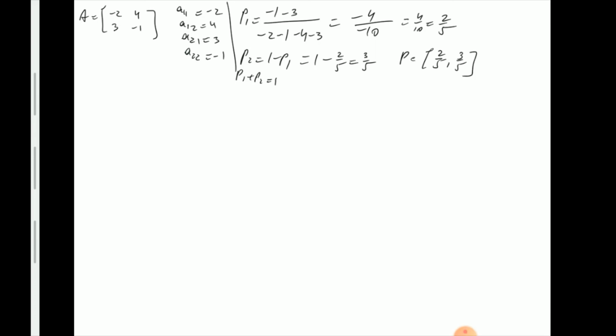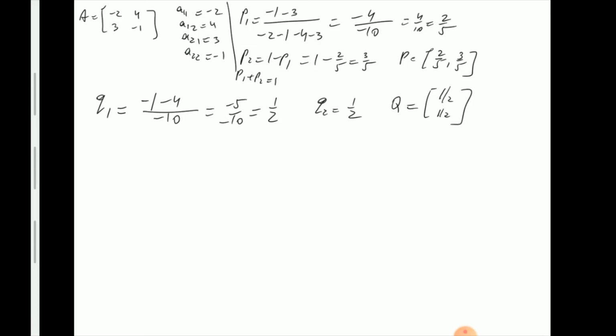And then let's move on to player 2. Again, you can compute just one of them. Let's say you compute Q1, which is A22 minus A12 on top. So -1 minus 4 is -5. The denominator is the same as before, so that's -5 over -10, which is 1/2. And Q2 is obviously 1/2 as well. So the optimal strategy for player 2 is 1/2, 1/2.